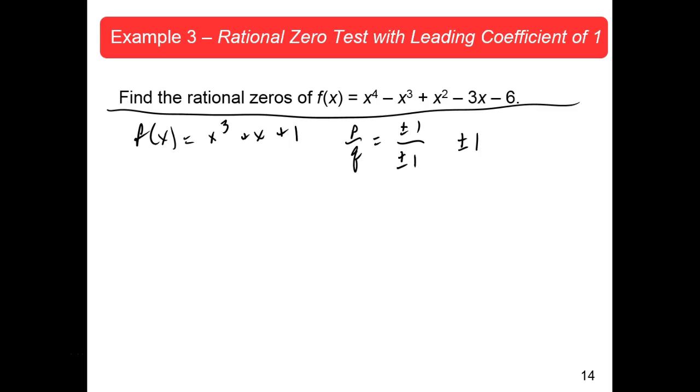Plus 1 is really easy to check, because when you put a 1 in for x, that's just 1, and that's 1. So 1 plus 1 plus 1 is 3. That's not 0. Nope, not going to work. Negative 1 is a little harder to check, but we can still do it. Negative 1 cubed is negative 1, minus 1 plus 1 is negative 1. No rational zeros. So that was a sort of bad one to start off with. You say, well, this test doesn't work, does it? Yes, it does. It's just this one doesn't have any.